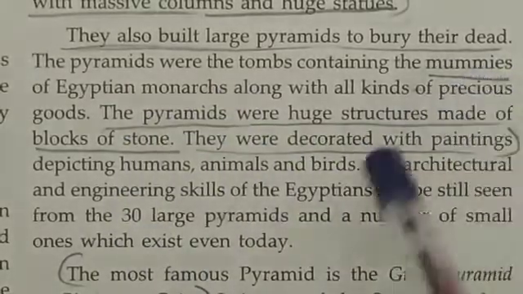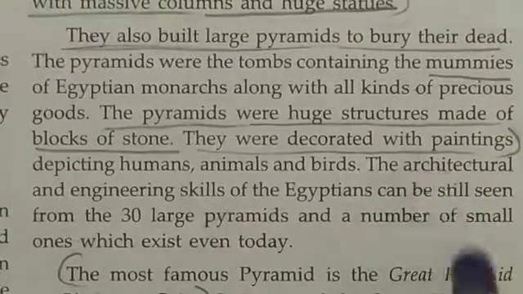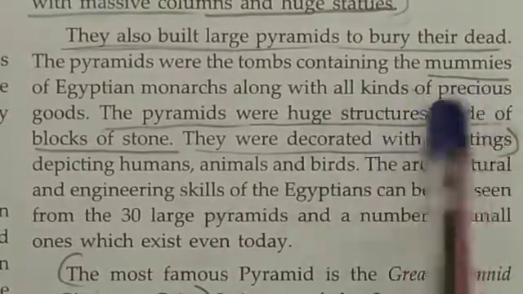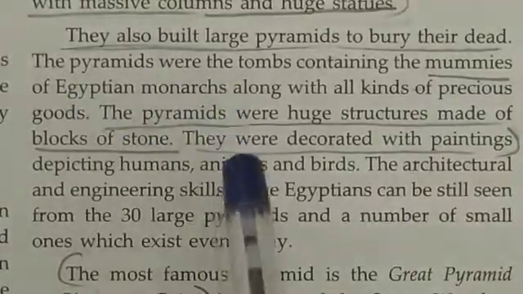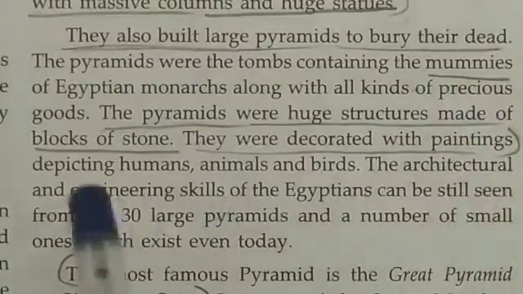Now mummies means the body of a human. When a person is dead, the internal organs are removed, and this body is preserved by wrapping it in a bandage. This wrapped body is known as a mummy. These mummies were buried in the pyramids, and along with them, several kinds of precious goods were also buried.